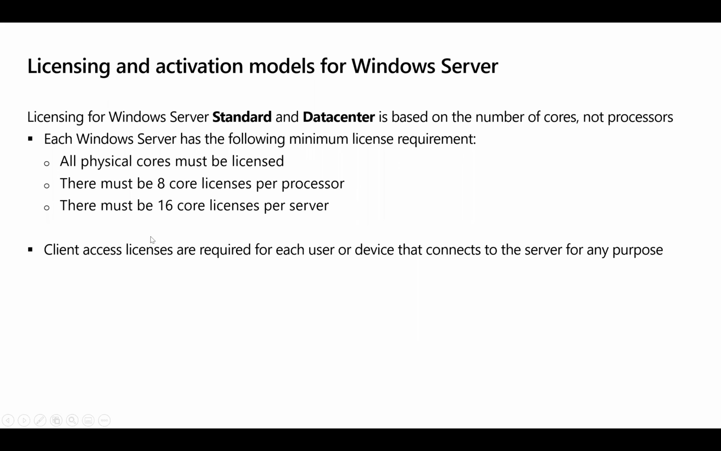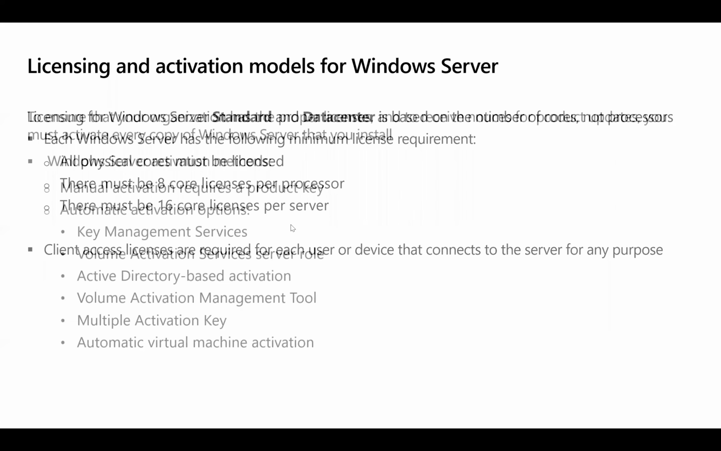Aside from licensing the cores, those who connect to you should have a CAL license. Client Access Licenses are required for each user or device which connects to you. So either you license the devices or the users. So that's two licensing types.